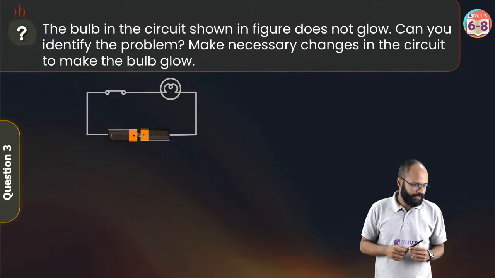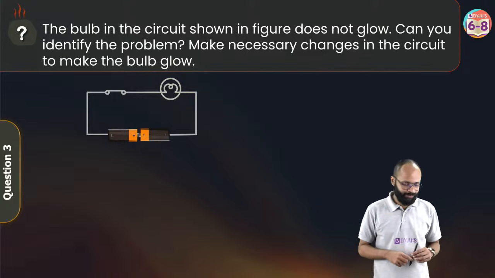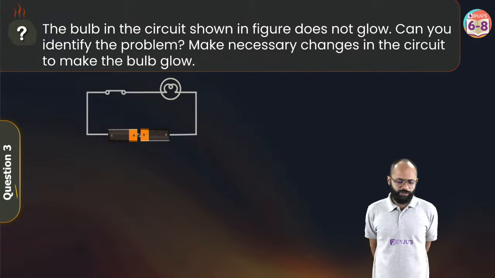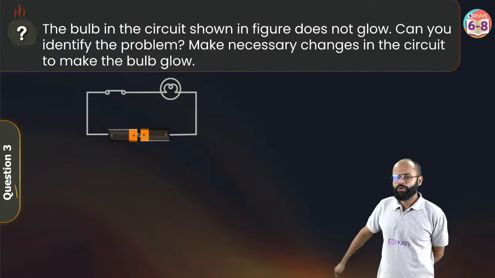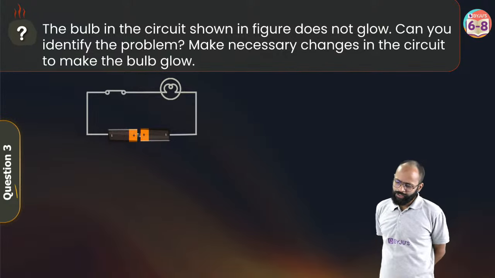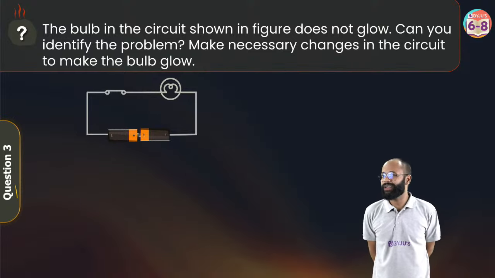चलो कम ऑन, क्वेश्चन नंबर 3। यस हाँ, फॉर्मूला चार्ट? अरे उससे बढ़िया चीज दूंगा तुमको मैं, रुक जाओ। क्वेश्चन नंबर 3, अरे ए नाइस क्वेश्चन। The bulb in the circuit shown in figure does not glow. That is your circuit. That bulb is not glowing. Can you identify the problem? What is the problem in this? क्या करना चाहिए मेरे को to correct it?